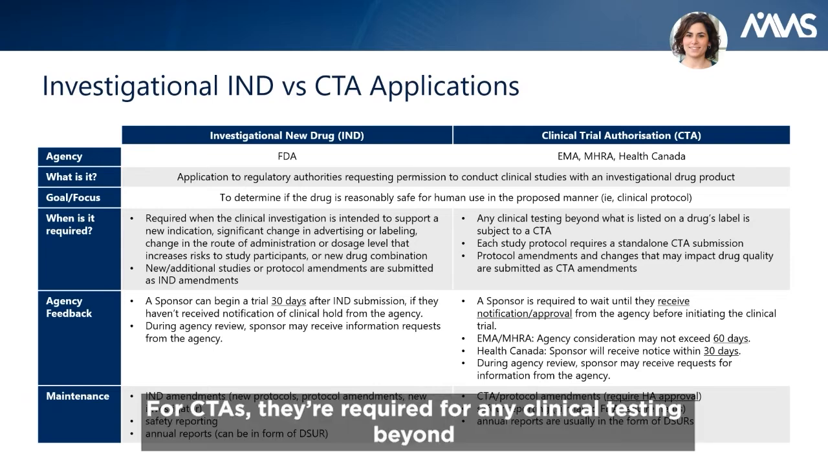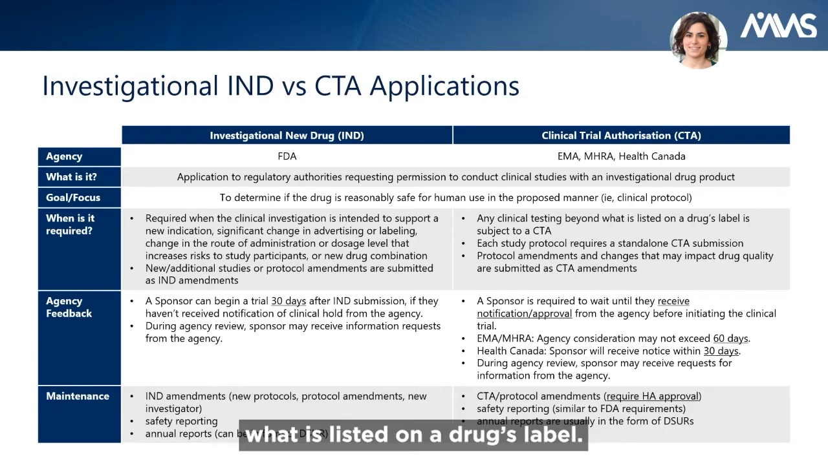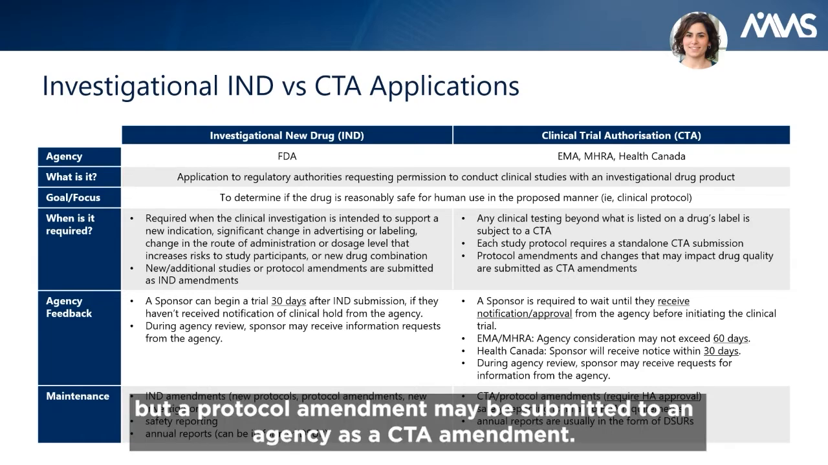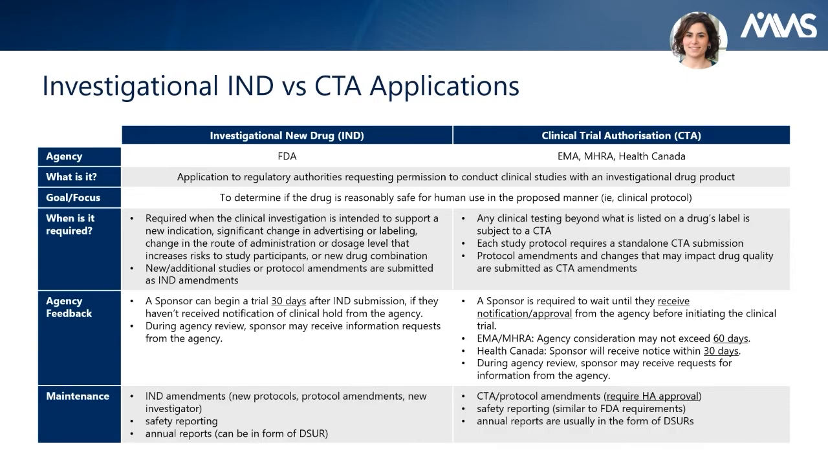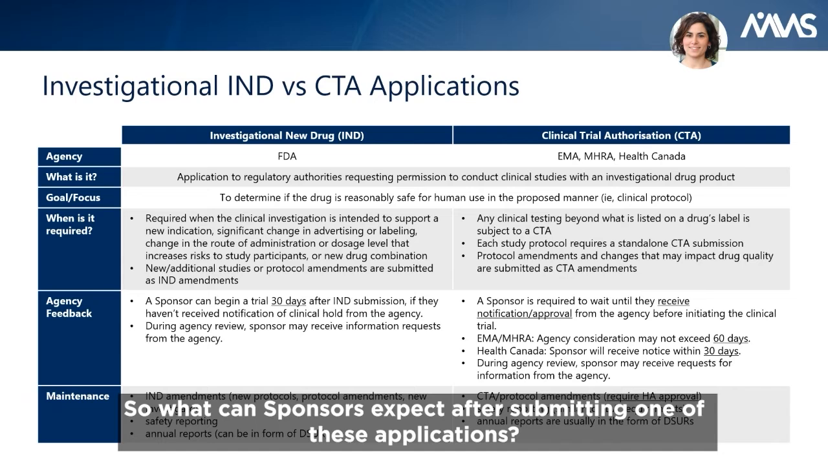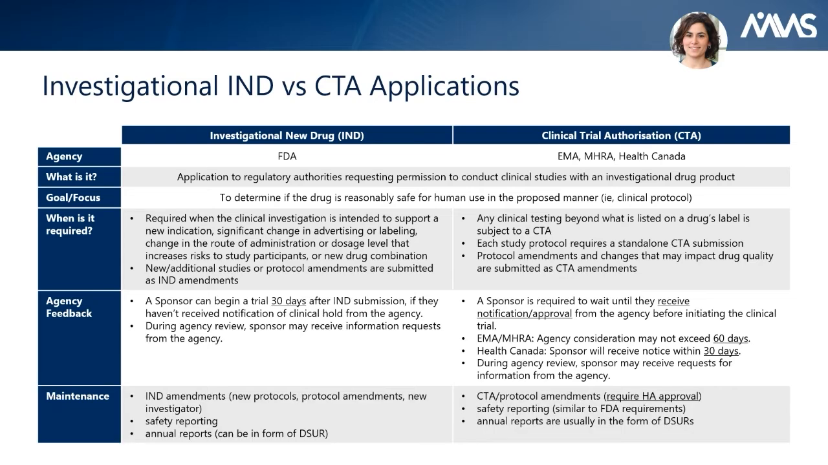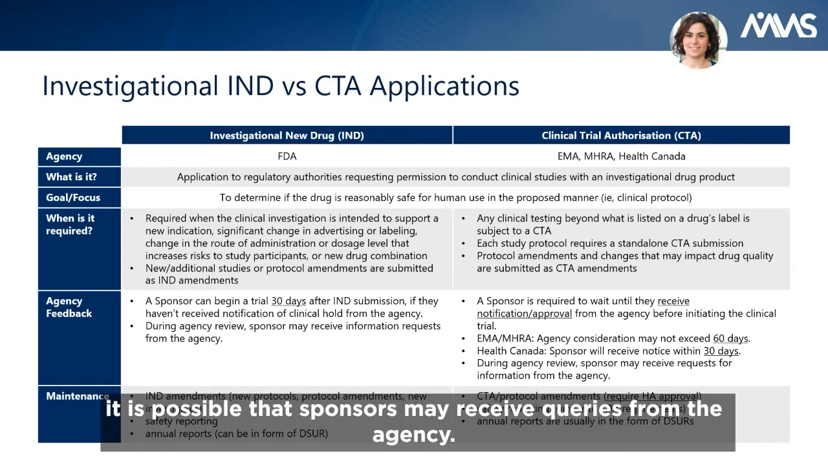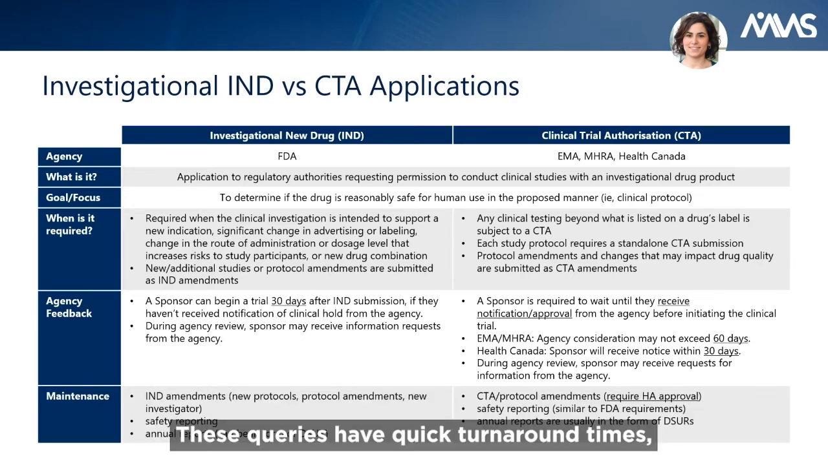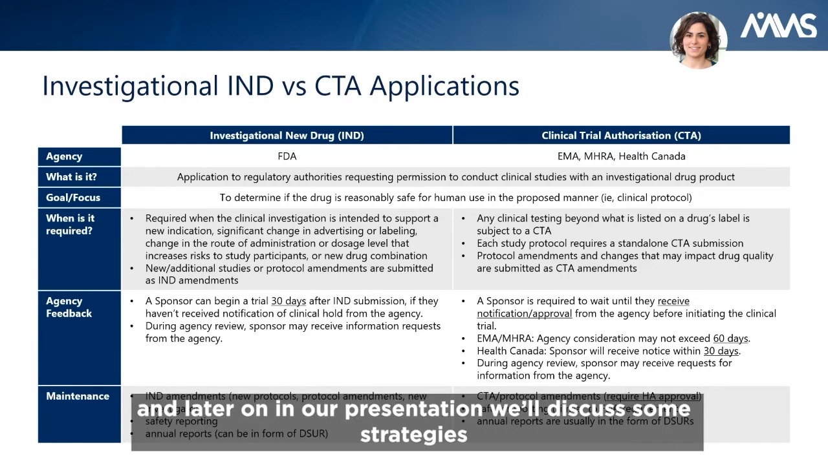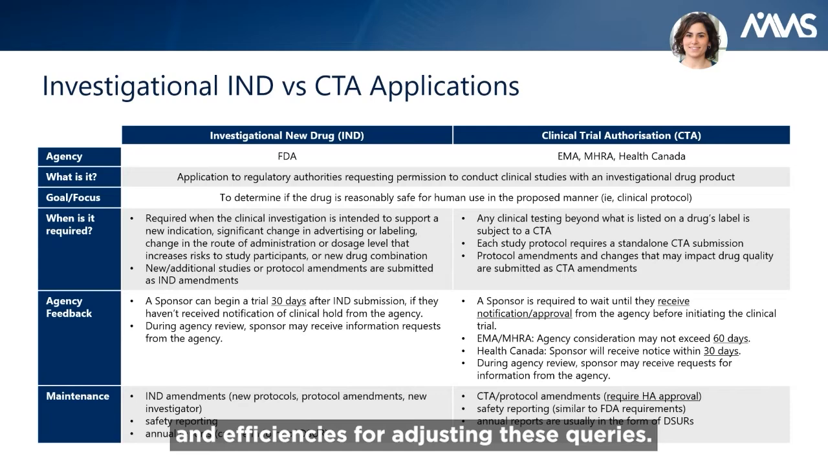For CTAs, they are required for any clinical testing beyond what's listed in a drug's label. So each new study requires a new CTA, but a protocol amendment would be submitted to an agency as a CTA amendment. So what can sponsors expect after submitting one of these applications? During the agency review period, it is possible that sponsors may receive queries from the agency. These queries have quick turnaround times, and later on in our presentation, we'll discuss some strategies and efficiencies for addressing these queries.